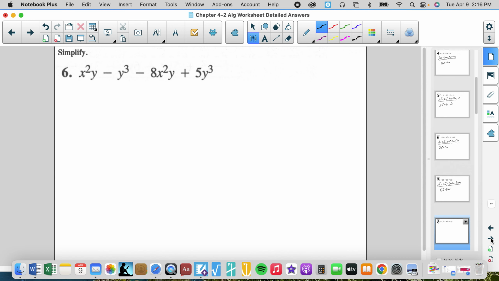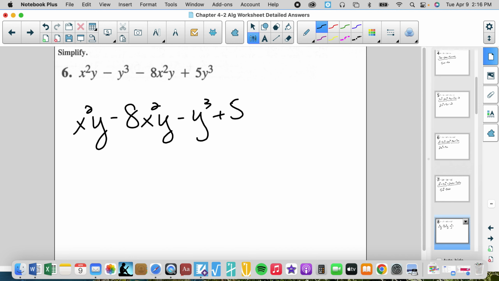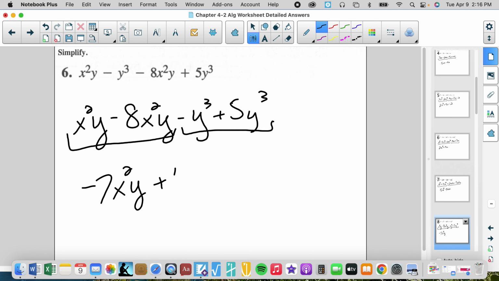X squared is going to come before y cubed. So x squared y minus 8x squared y. And then negative y to the third plus 5y to the third. Even though y has a bigger exponent, I look at my first variable. X is always going to come before y. So we're going to combine these like terms. That gives me negative 7x squared y. And this is going to give me plus 4y cubed. X squared is always going to come before y cubed.